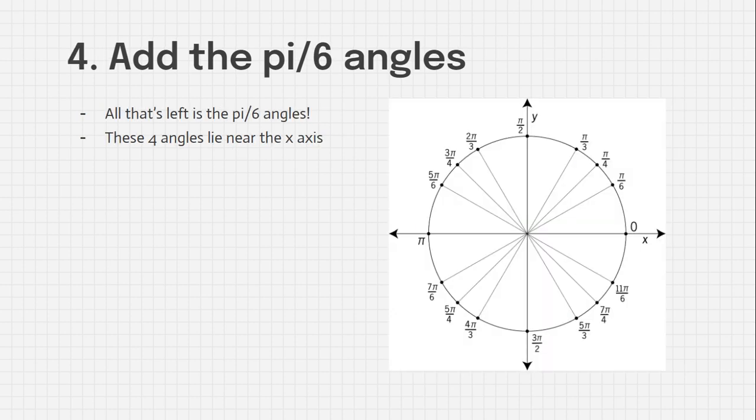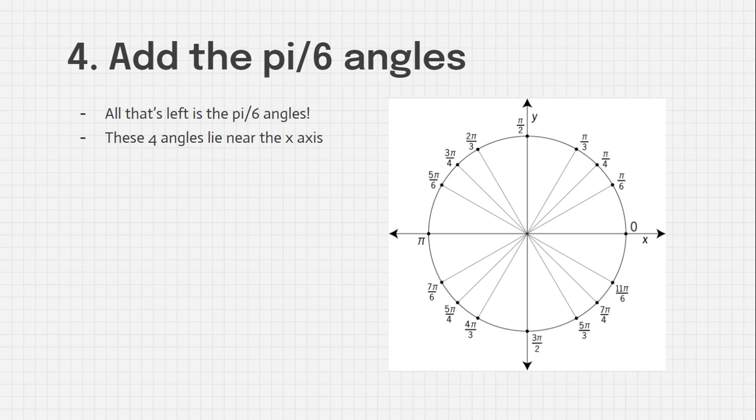Next, we add the pi over 6 angles. So these are basically all the remaining angles, and it's actually the first angle. So right after the 0, we go to pi over 6. The best way to remember this is that these are the angles that lie near the x-axis. So as we can see, pi over 6 is over here, and then all the way over here, we have 5 pi over 6. And then we have 7 pi over 6, and then all the way over here, we have our 11 pi over 6.